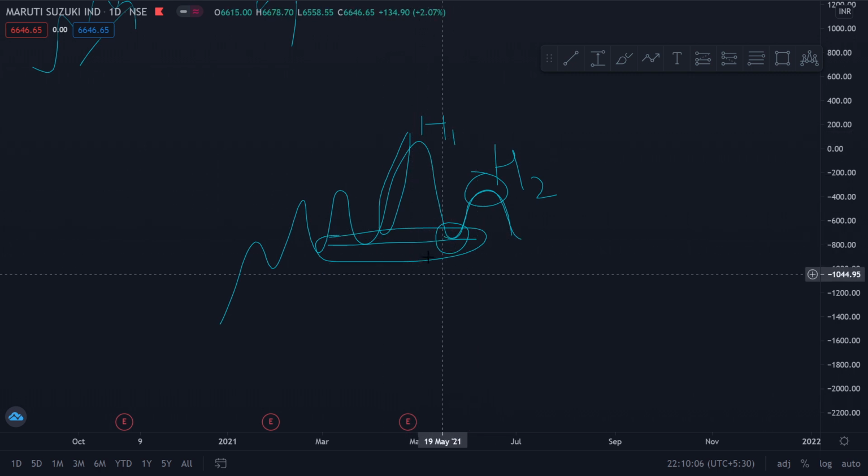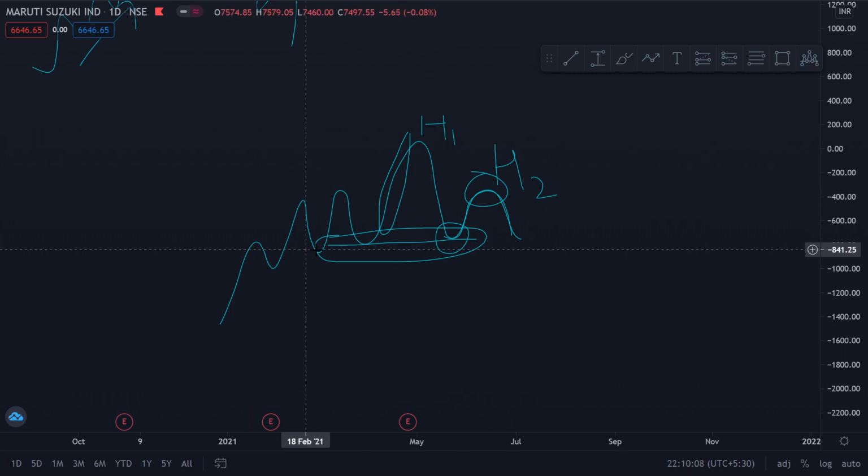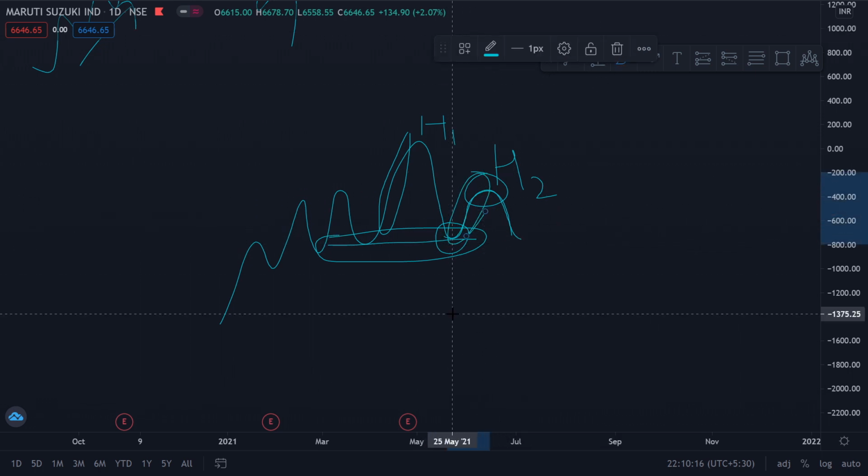Now, as the neckline is approached, this support line is also known as the neckline. As this is approached, many people who bought in the final wave, so this wave right here, which is called the final wave, the final buying pressure wave, are now proven wrong as price approaches the neckline again.